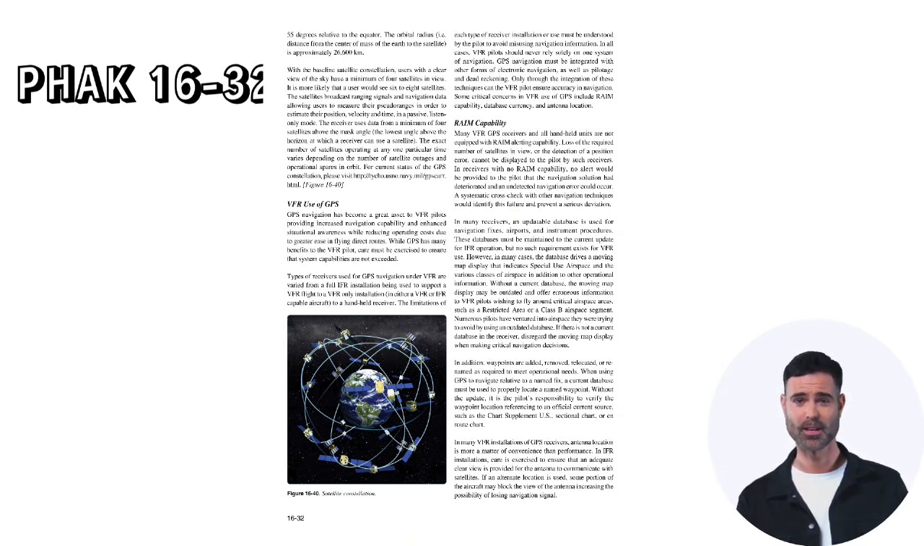Some critical concerns in VFR use of GPS include RAIM capability, database currency, and antenna location. RAIM capability. Many VFR GPS receivers and all handheld units are not equipped with RAIM alerting capability. Loss of the required number of satellites in view, or the detection of a position error, cannot be displayed to the pilot by such receivers. In receivers with no RAIM capability, no alert would be provided to the pilot that the navigation solution had deteriorated and an undetected navigation error could occur. A systematic cross-check with other navigation techniques would identify this failure and prevent a serious deviation.